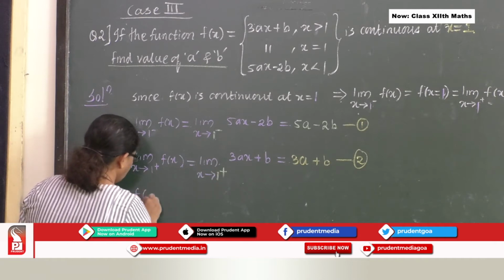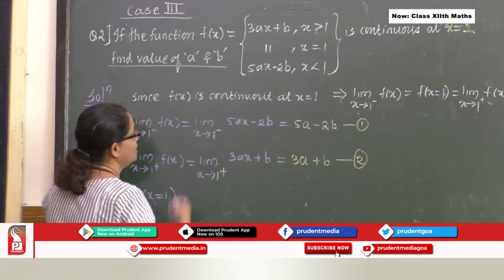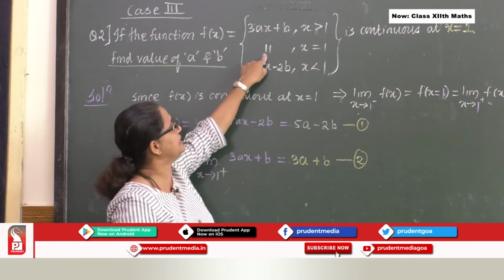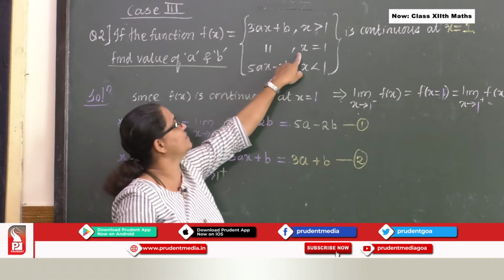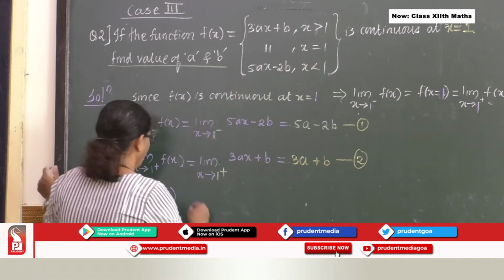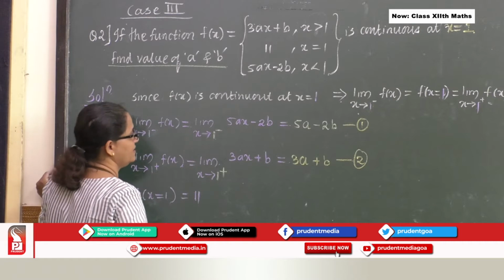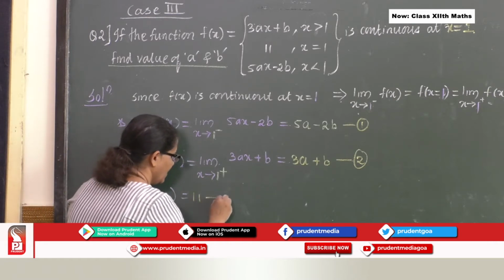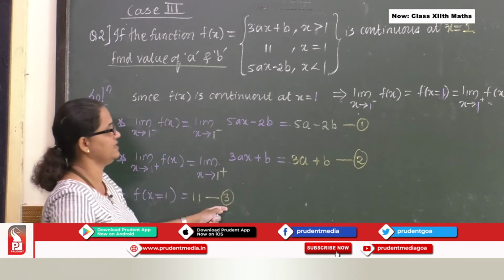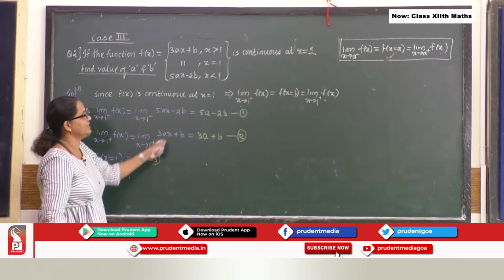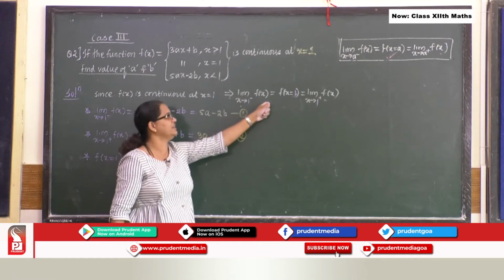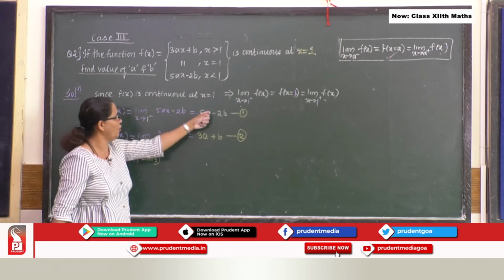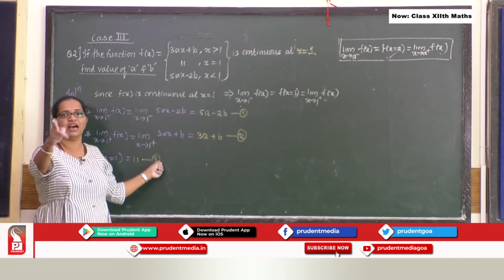Let's proceed further for the third case. What is your third case? f of 1. You don't have to do anything. Just look at the problem. What is given? It is clearly mentioned over there. At x equal to 1, you are getting 11, right? So this is your third condition. Let us go to our mathematical implication. What does our mathematical implication tell us? That all these three values are equal.